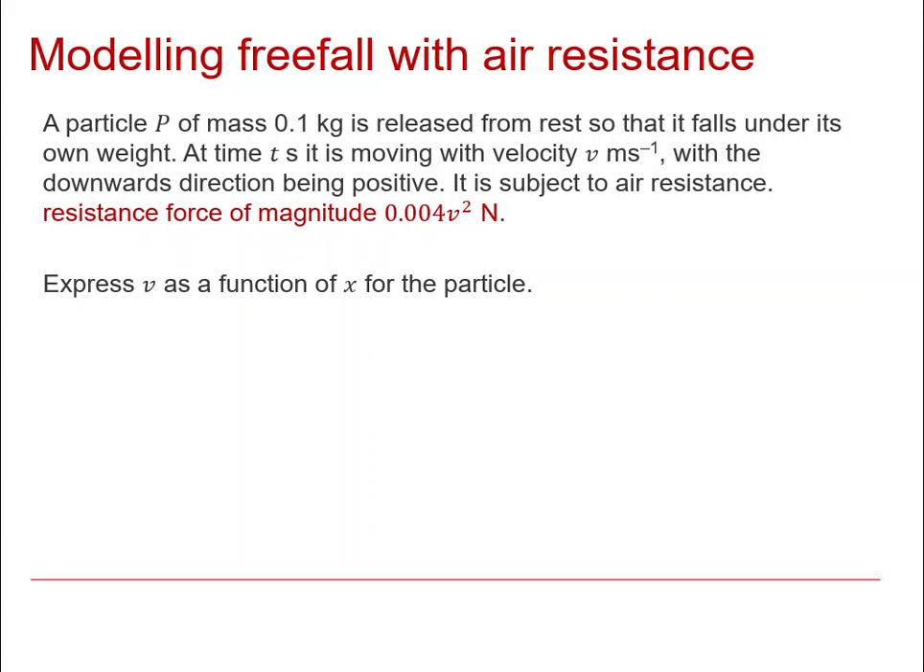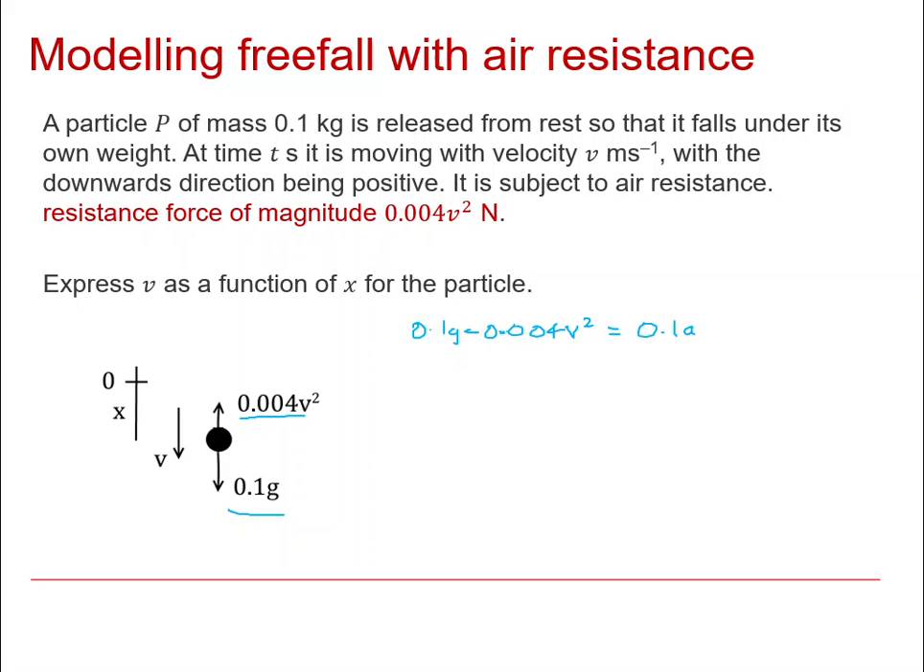So we'll begin with a force diagram. It looks very much like the last one, except that the resistance term has changed to 0.004 v squared. The weight is still the same form, mass times gravity, and x and v are as before. Now from that information and the mass, we want to form an equation using Newton's second law, F equals ma. So working positive downwards, 0.1g minus 0.004 v squared is equal to the mass times the acceleration.